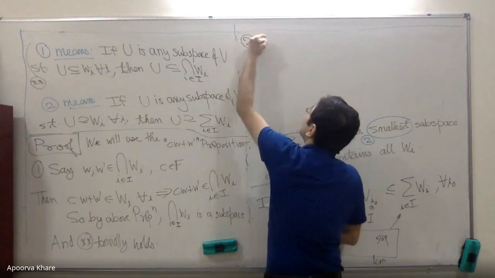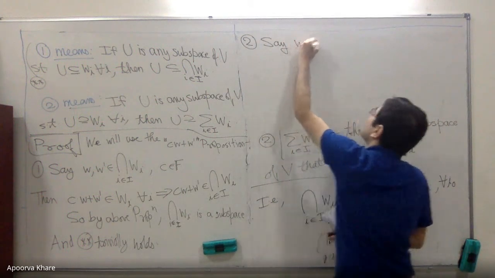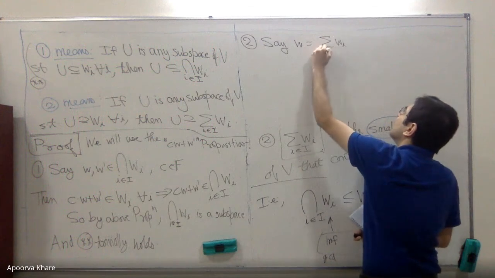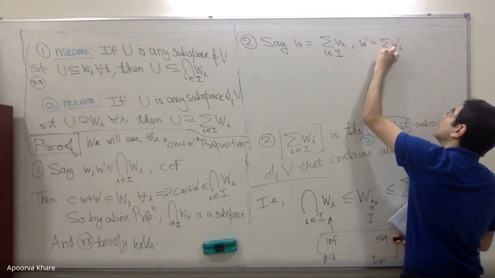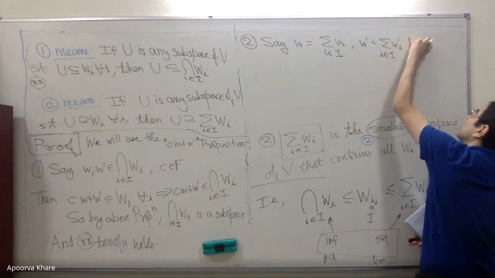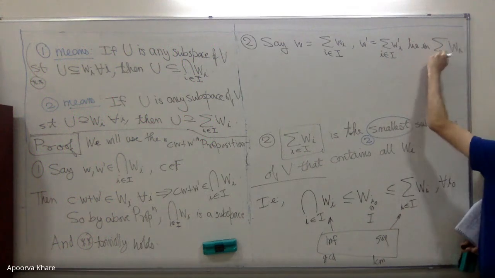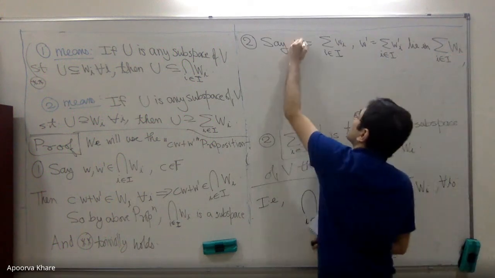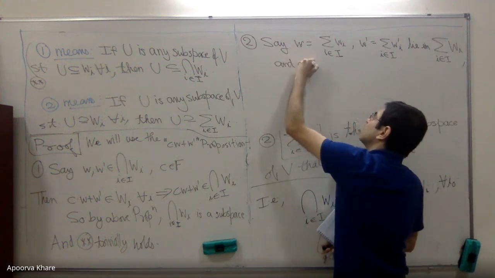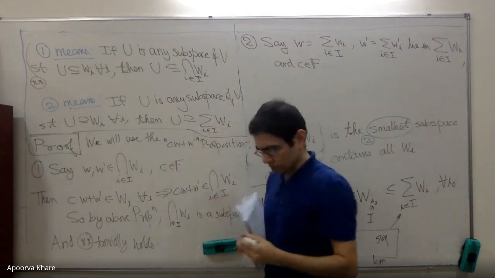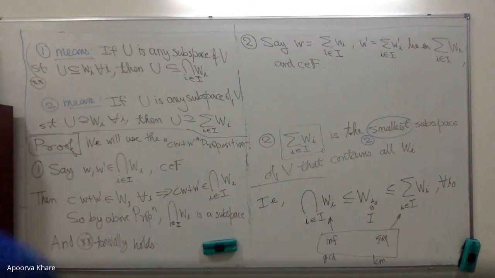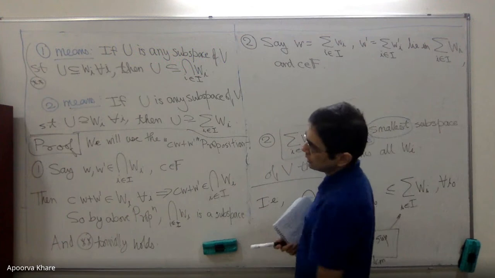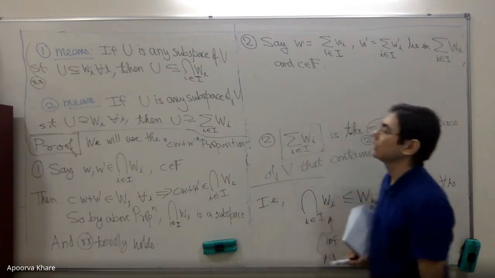Say W equals summation Wi and W prime equals summation W prime i lie in summation Wi, right? And c is in the scalar field. I want to do exactly the same kind of thing. We will still use that same lemma. So I want to say c times W plus W prime is in the same summation Wi, is in the same subset. How do I do that?